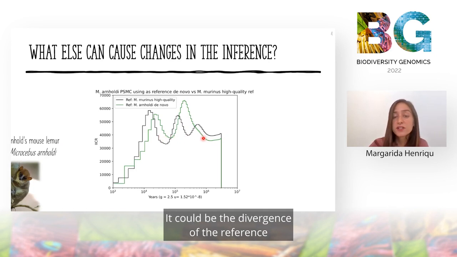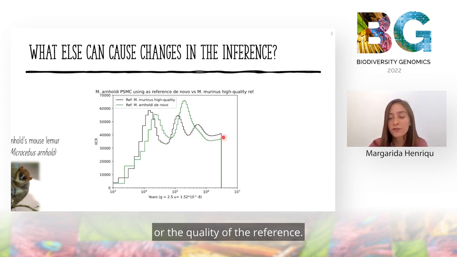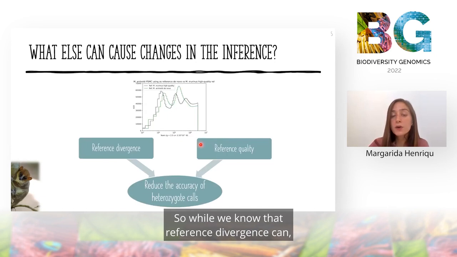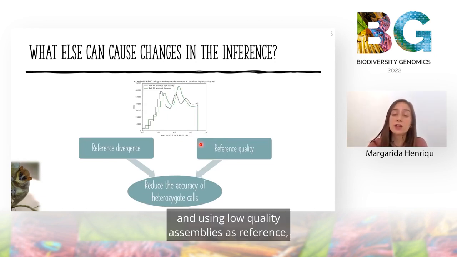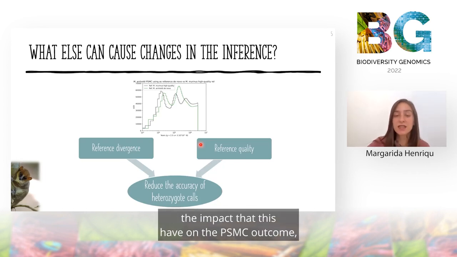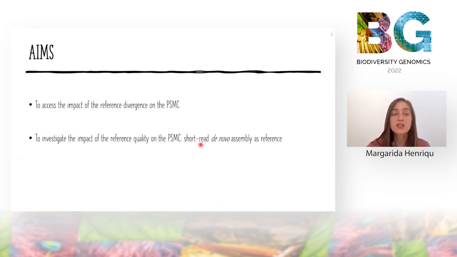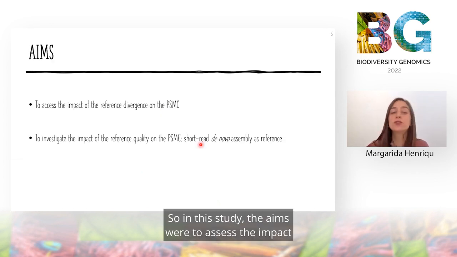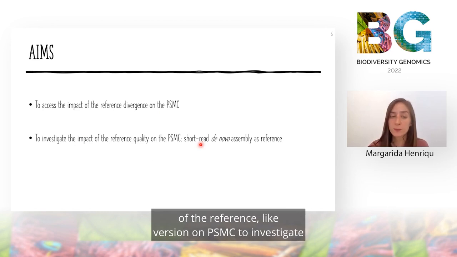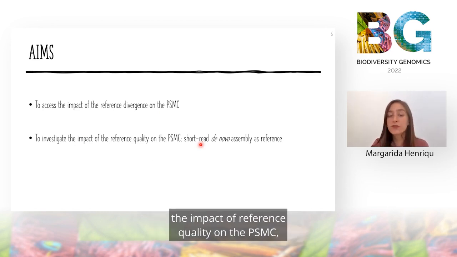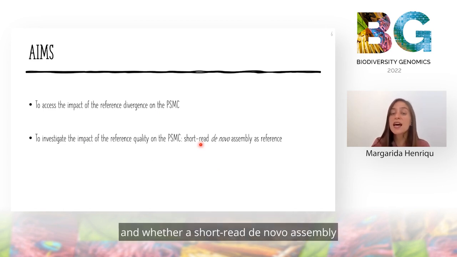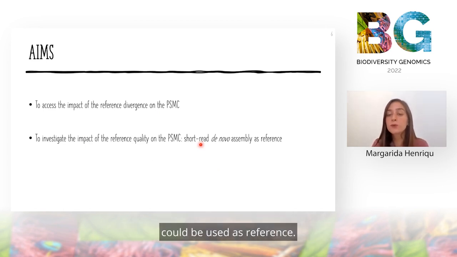It could be the divergence of the reference or the quality of the reference. While we know that using low quality assemblies as reference can reduce the accuracy of heterozygote calls, the impact that this has on the PSMC outcome is not very clear. So in this study, the aims were to assess the impact of the reference divergence on PSMC, to investigate the impact of the reference quality on the PSMC, and whether a short read de novo assembly could be used as reference.